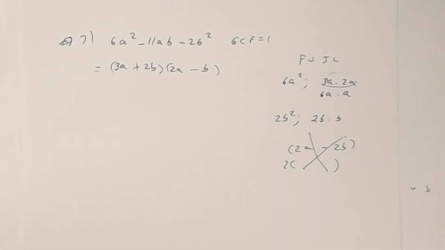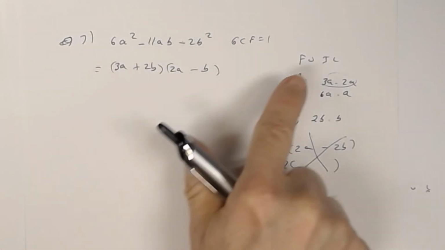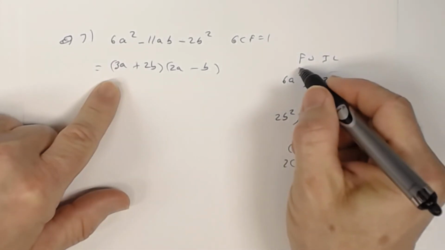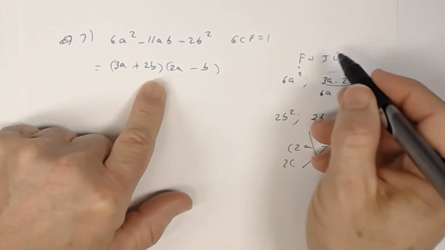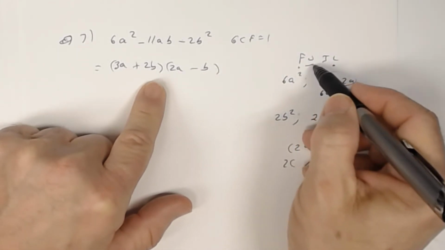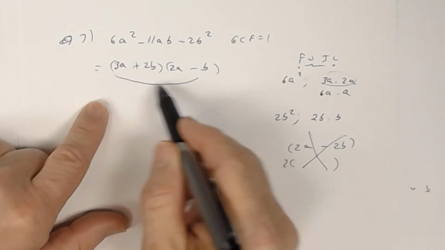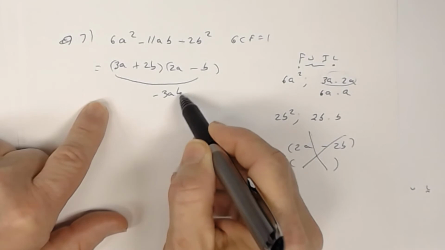All right, now, again, before you stop, you need to check to make sure you get this back using FOIL. So 3a times 2a is 6a squared, so I'm good with the F. The last, a positive 2b times the negative b is a negative 2b squared. I'm good with the L. All right, let's talk about the outer and the inner. The outer, 3a times negative b is a negative 3ab. Okay?